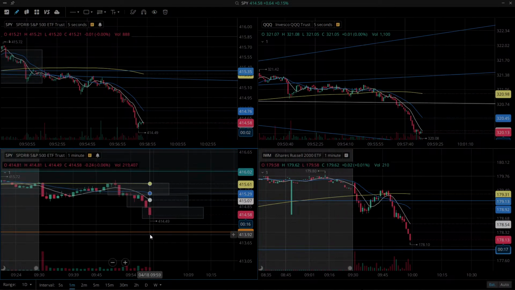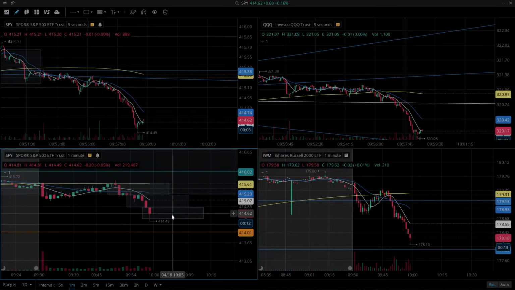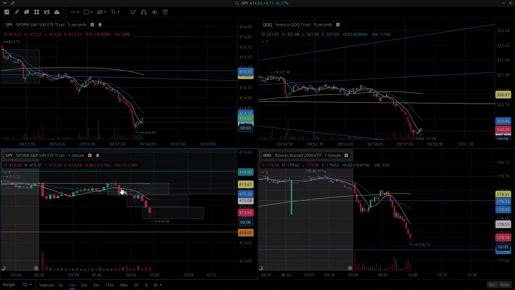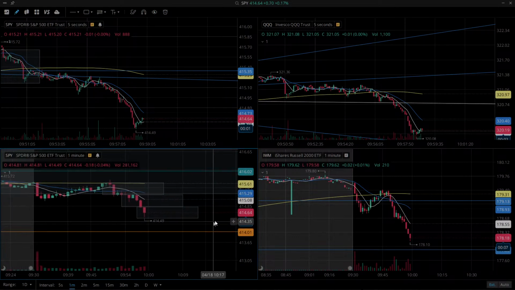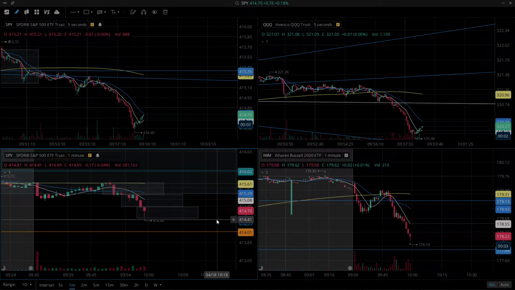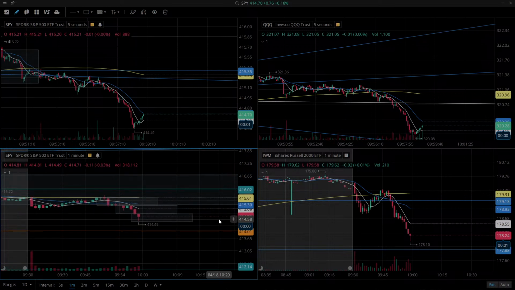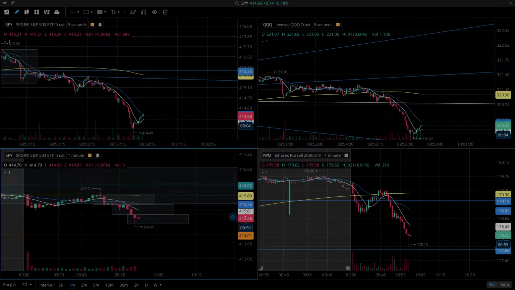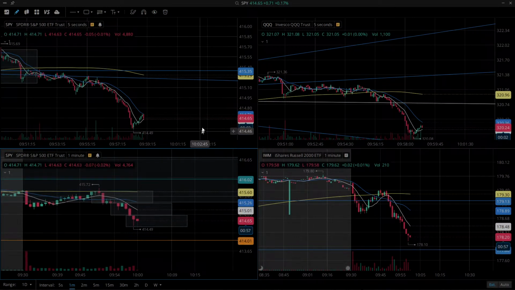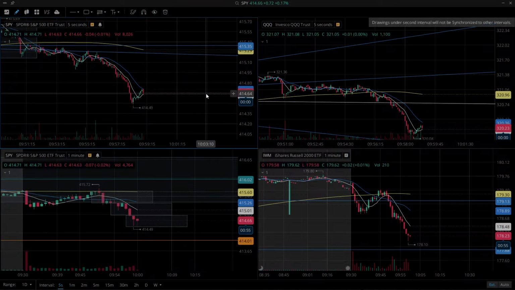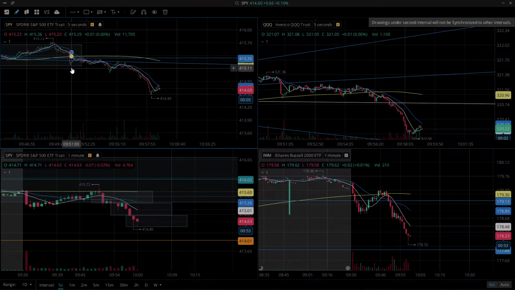So remember that 414 pivot is now a magnet. We can consolidate here for a couple bars and then tip over and finish another 1-for-1 just below it to like 413.70. Wow, right at the 200. Wow.